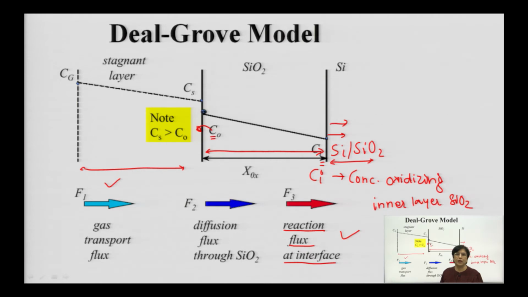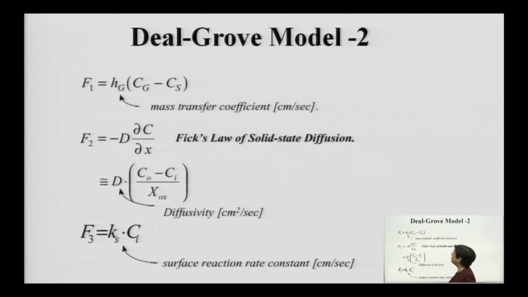The third one is at the silicon dioxide interface inside the substrate. Now, to define these three fluxes, I am going to define three different constants. Because of the concentration gradient, I can define this flux F1: this is the concentration of oxidizing species in the gas and the concentration of oxidizing species on the surface, and since this is because of the concentration gradient, I am defining that constant as the gas mass transfer coefficient.